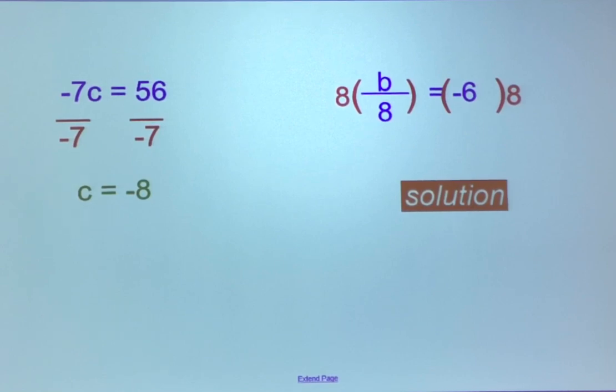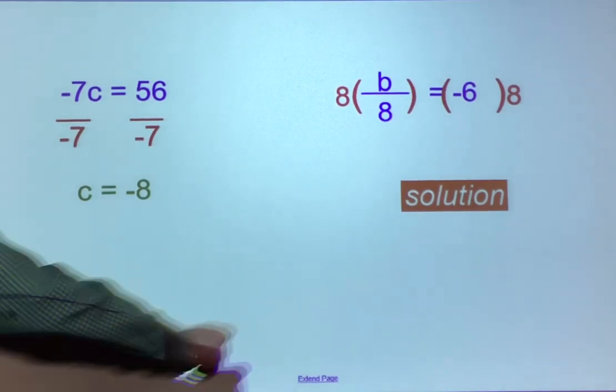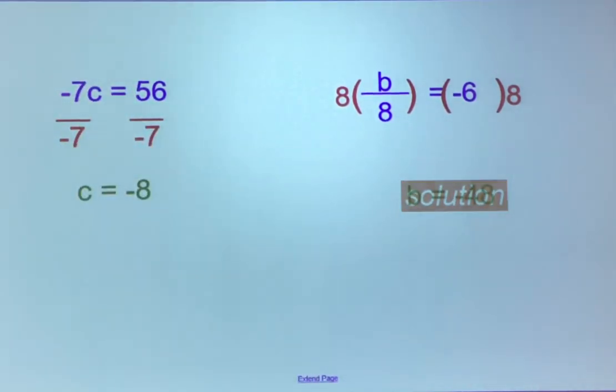On the right side of the equation, we have a -6 times 8. We know that when we multiply and the signs are different, we're gonna end up with a negative answer. 6 times 8 is 48. So our solution would be b is equal to negative 48.